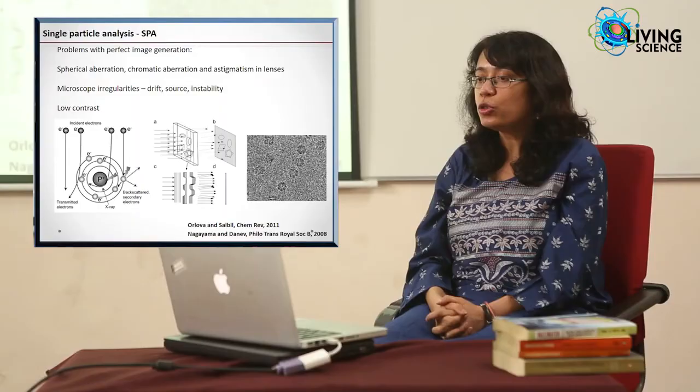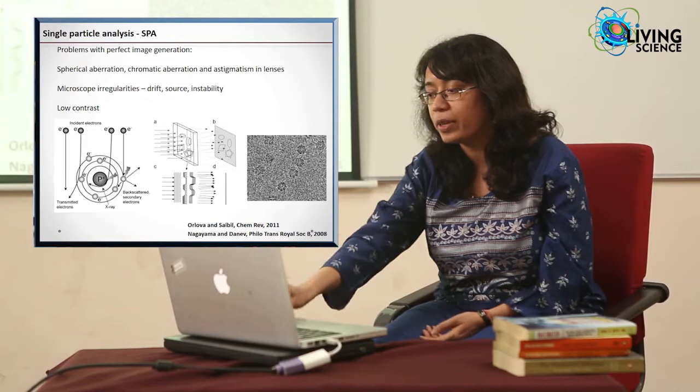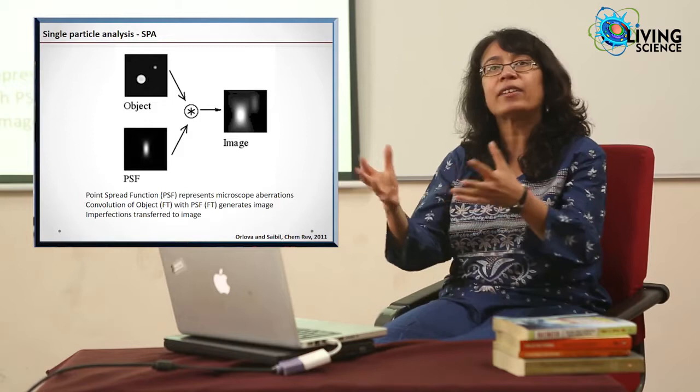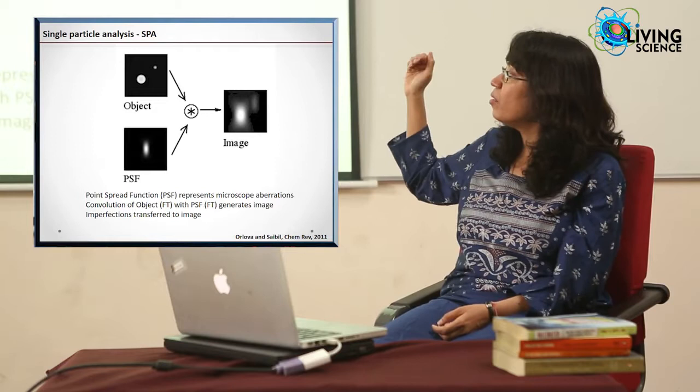There could be instability. So all in all, in addition to the low contrast of the sample, there are some corrections which need to be done in order to negate some of these issues which occur with image generation. All of these factors together, issues with the microscope, are termed the point spread function, or PSF. Essentially, the image that one generates is a convolution of the object Fourier transform with the PSF.